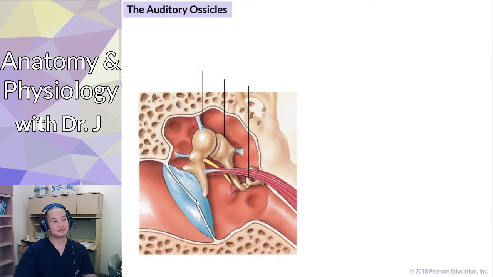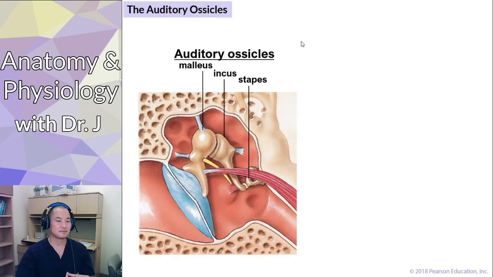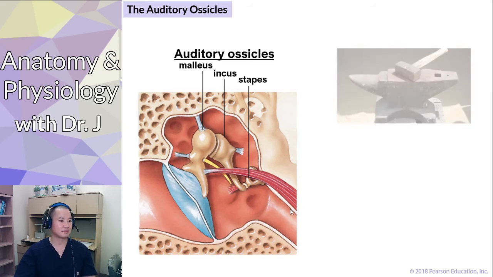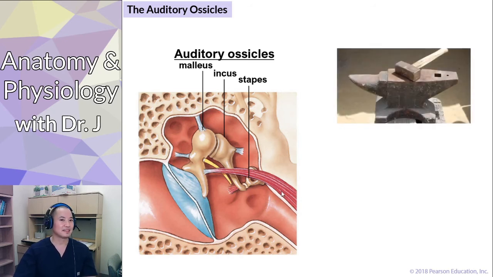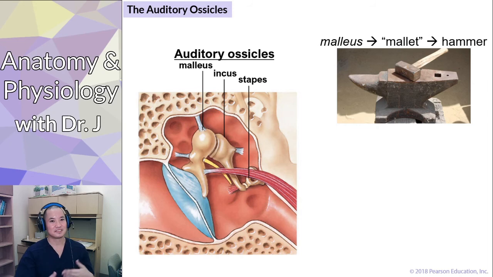Alright, so now enough about the tympanic membrane. Let's talk about the auditory ossicles. You have three on each side, inside each middle ear. So you have the malleus, incus, and stapes. And notice that the malleus is directly connected to the tympanic membrane. Malleus sounds like mallet, right? And that is where it comes from. Malleus is the Latin term for mallet, and that's a hammer.